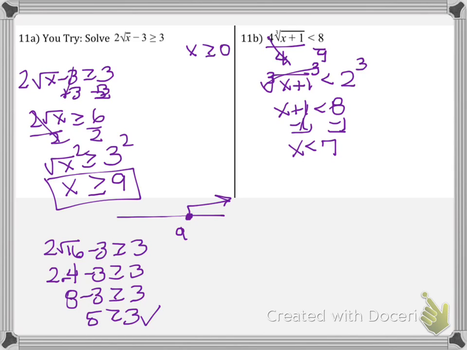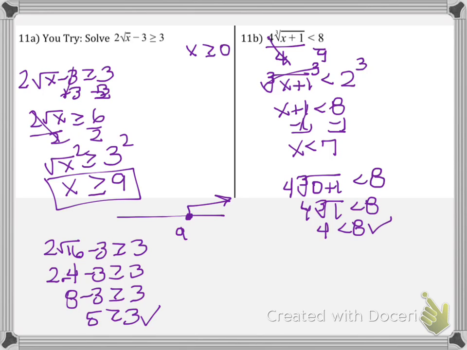Let's pick something that's perfect. What if I pick 0? 0 is less than 7. So cube root of 0 plus 1, so 4 times cube root of 1, which is 1. So 4 times 1 is less than 8. So that is true. So x is less than 7. Again, no restrictions because it's a cubic.